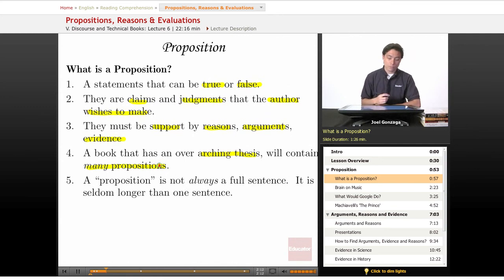A proposition will not always be stated in a full sentence, but it is seldom longer than a single sentence. I'll give you some examples right now.